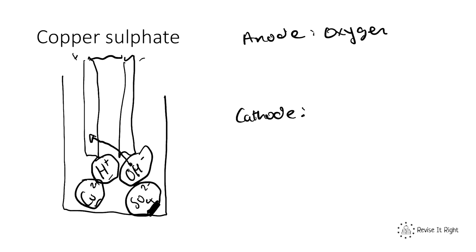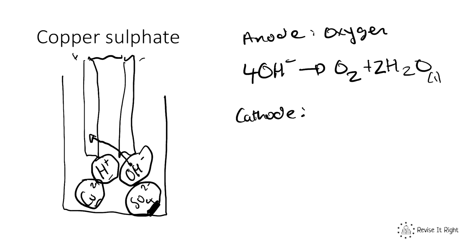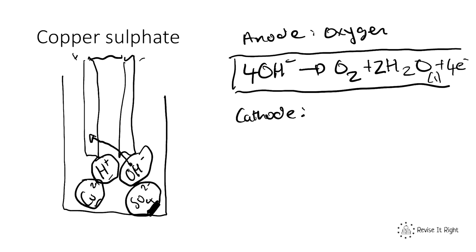Now our half equation for this is that OH- will form oxygen gas, but that also leaves over hydrogen, and this will form H2O, which is a liquid, and because of that it will lose electrons. Now we just need to balance this out to know how many electrons it loses. So that would be that and that would be that there, and therefore it's going to lose 4 electrons. So that is our half equation for oxygen at the anode.